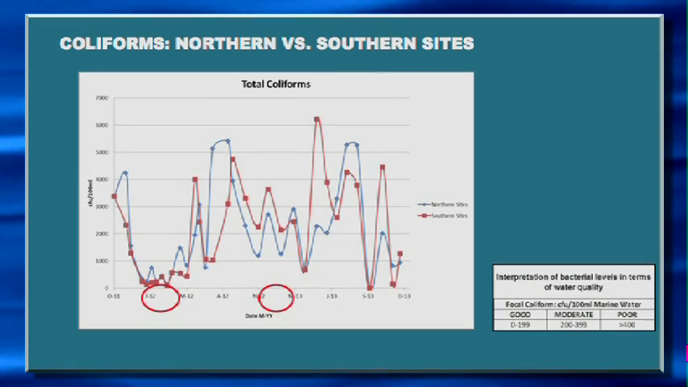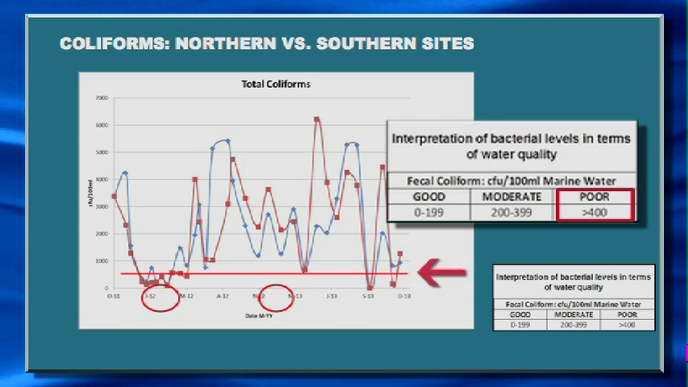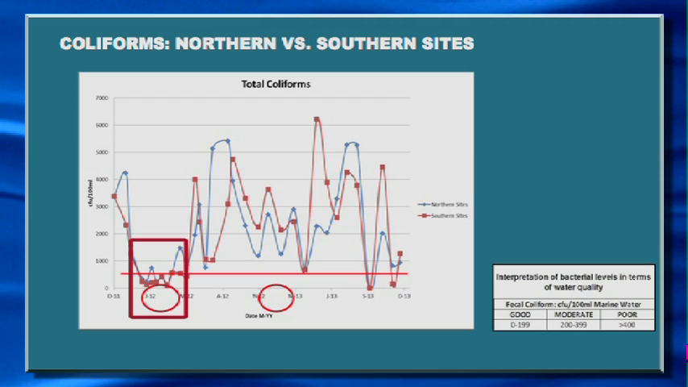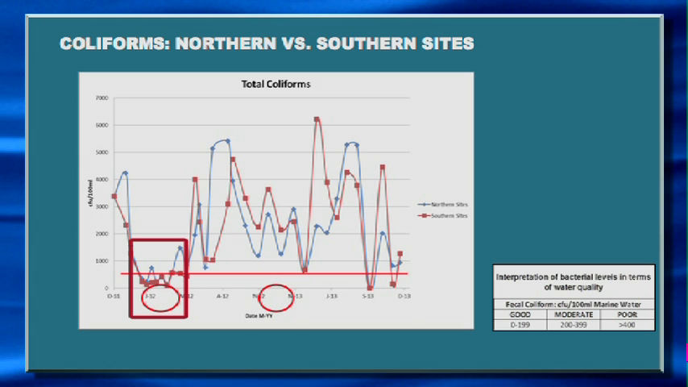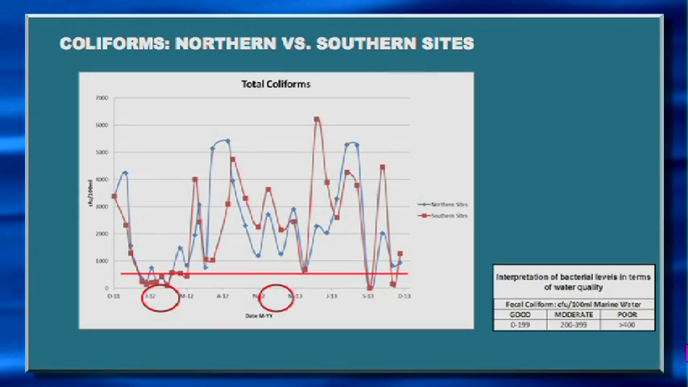I showed you this earlier. This is the state interpretation of this data. And if we put along a line, which is poor water quality, it comes there. So during the one dry spell we had, water quality according to fecal coliforms would be considered good to moderate. The rest of the time, according to coliforms, the water quality is generally very poor at all these sites.